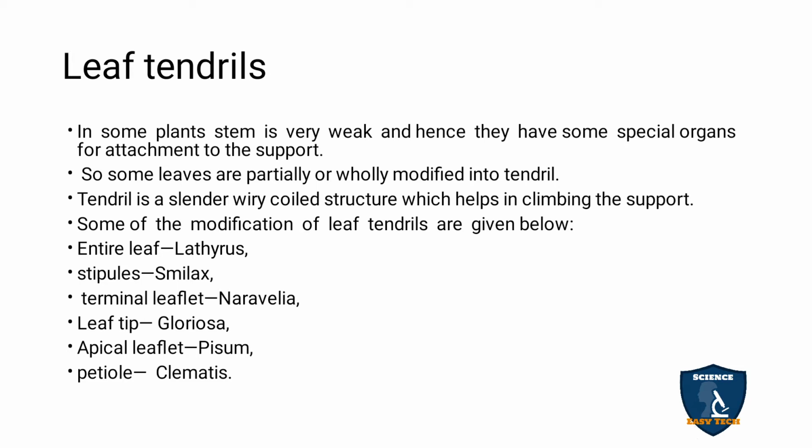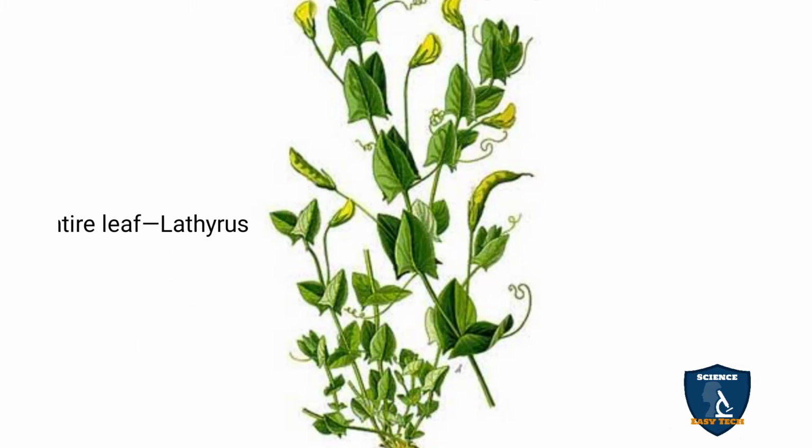The entire leaf is modified to tendril in Lathyrus. The stipules are modified into tendril in Smilax. Terminal leaflet is modified into tendril in Naravelia. Leaf tip is modified to tendril in Gloriosa. Apical leaflet is modified into tendril in Pisum, and petiole is modified into tendril in Clematis. I have given you Lathyrus odoratus, where the entire leaf is modified to tendril. You can see the tendrils, which are helpful in support and climbing.